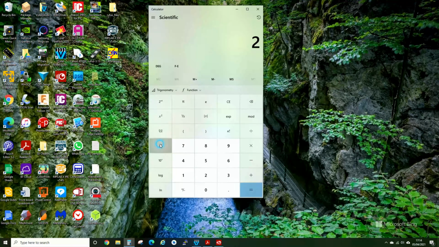So we want to look at 2 to the power of something. So click on the 2 to the power of, let's say 8, 256, and you see the little caret symbol up here. And the equation 2 to the power of 8.